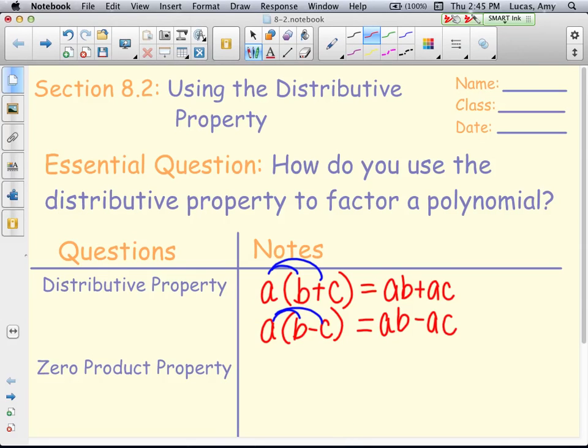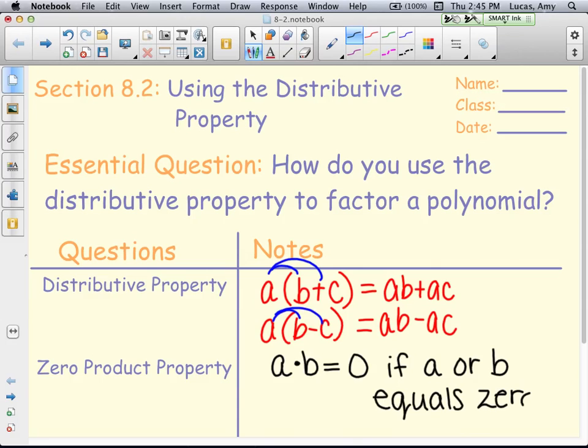The second property that we have is called the zero product property, and this one is new. And we're going to use this one throughout Chapter 8. The zero product property says that if you multiply two things together, like A times B, you would get an answer of 0 if A or B equals 0.